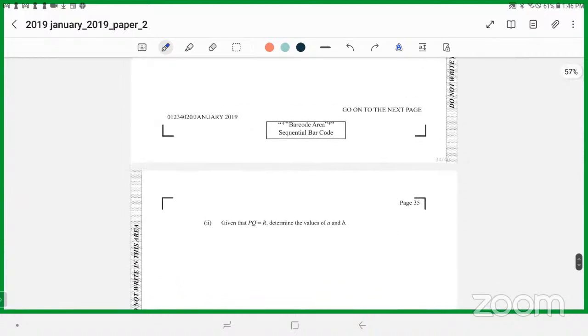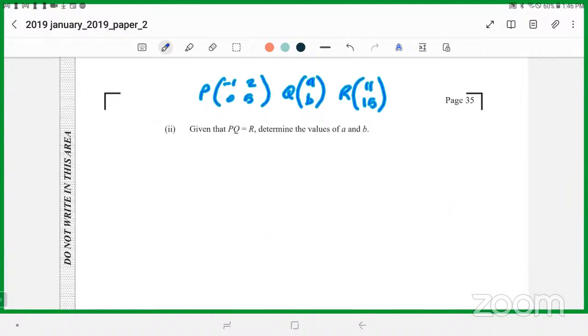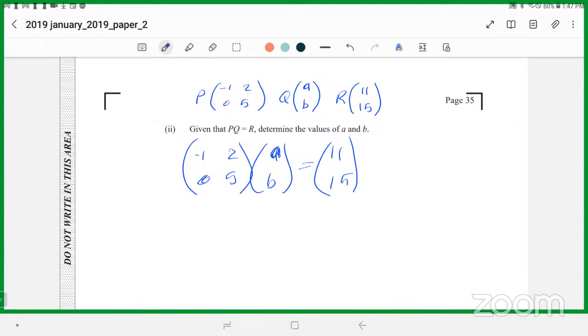Next part says, given that PQ equals R, you must find the value of A and B. Let's paste the thing now that we have. See here, that's what we have. What it's telling us is that P times Q is equal to R. Let's set it up. It means that -1 2 0 5 times A B is equal to 1 1 1 5. That's your classic matrices equation where you want to find this matrix here. You multiply the inverse of this one in front there.